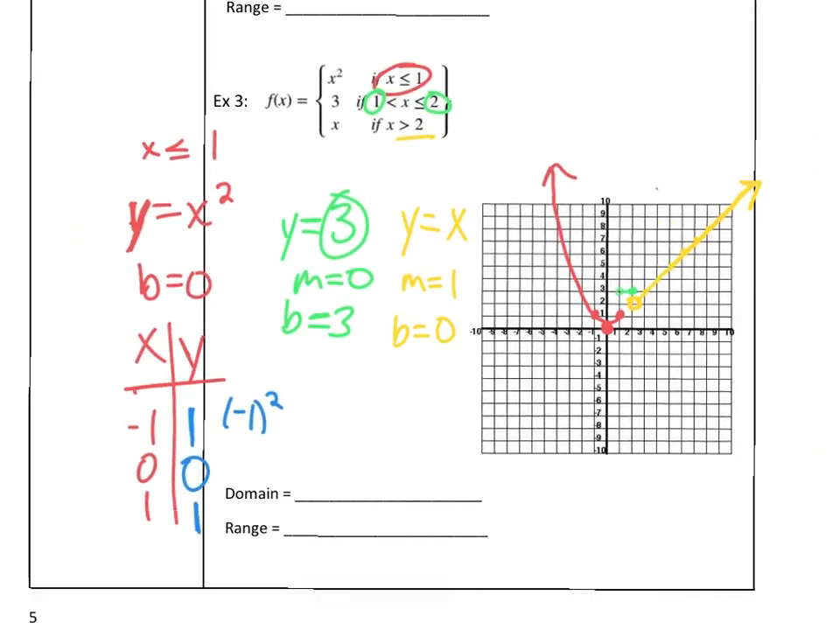Okay, domain for this one. So from left to right, what do we got? Yep, this is an easy one. Negative infinity to infinity. It's defined everywhere. And then the range, 0 to infinity. Good, because this line doesn't break, right? So I'm covered for everything to infinity.